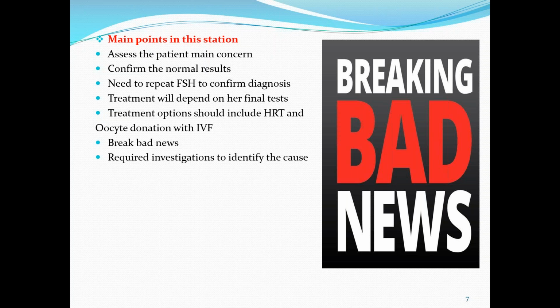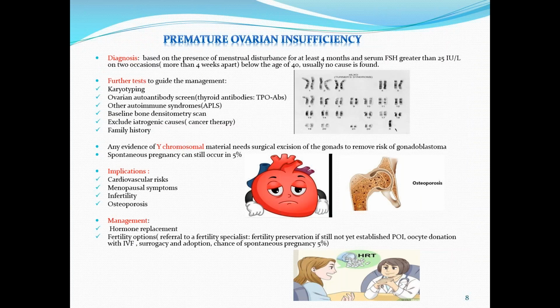in case you find confirmed premature ovarian insufficiency, like karyotyping or screening for autoimmune diseases. So for premature ovarian insufficiency, the diagnosis will be based on menstrual disturbance for at least 4 months, and a serum FSH level of more than 25 international units on 2 occasions. We need to repeat the test after a period of at least 4 weeks.